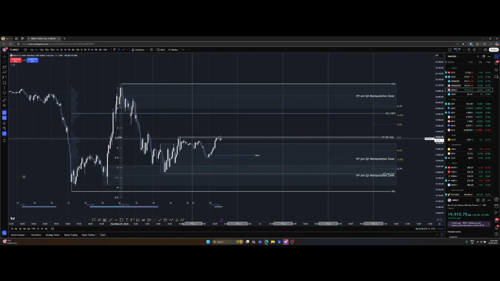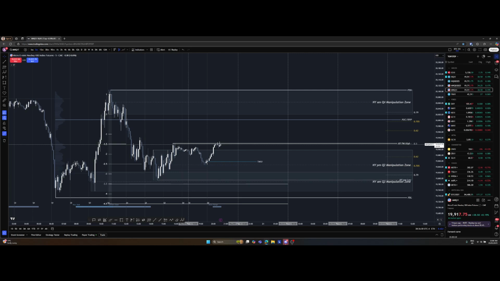So we had 1.5 for redistribution, 2.5. We'll keep these levels on for later as well, just in case. PM high lines up with 1.5.